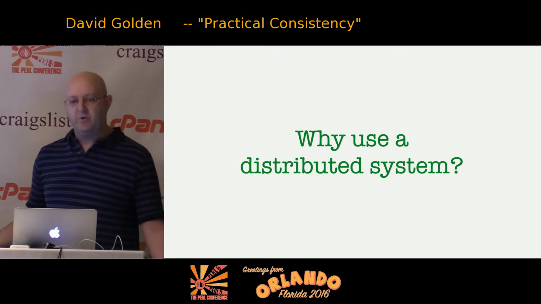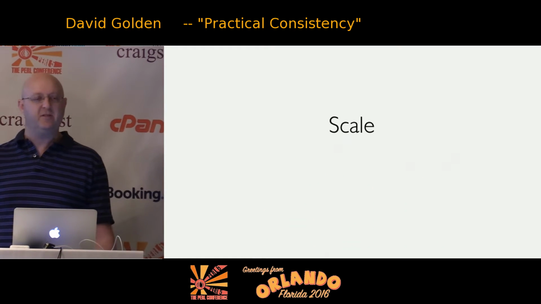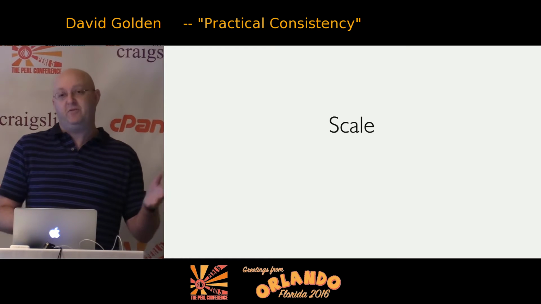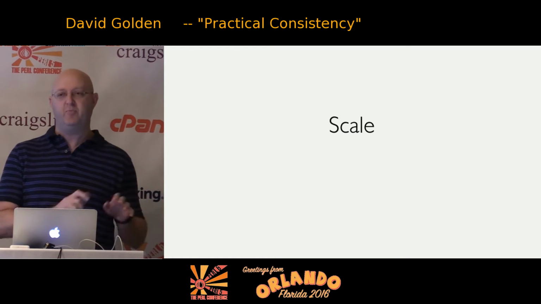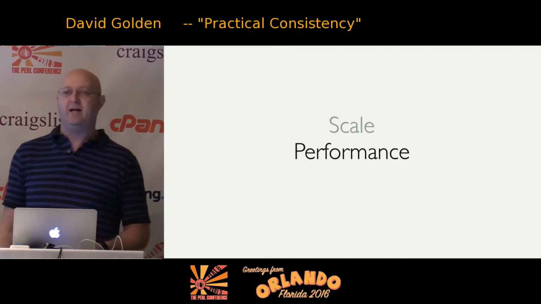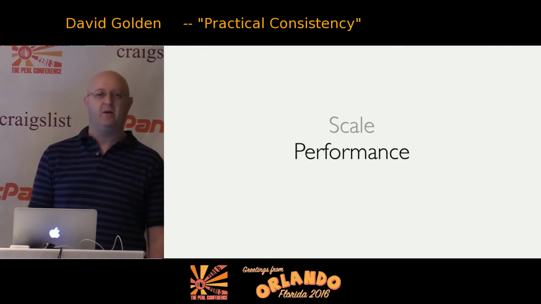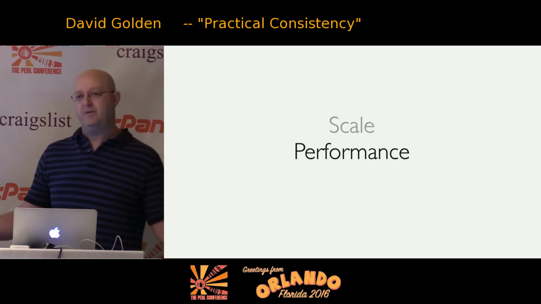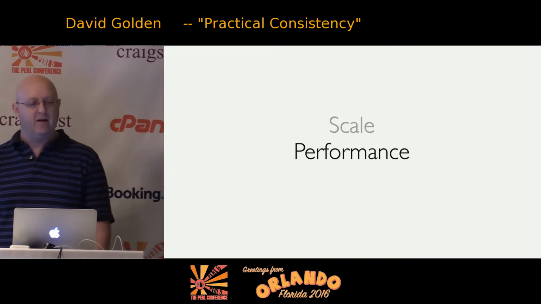So why do you use distributed systems? Well, the number one reason is scale. Sometimes you just can't fit everything onto one box, or it's too expensive to try to fit everything onto one box, and it's cheaper to spread things across a number of small boxes. Another reason is performance. Lots of things we do in this day and age with big data, we can do in parallel. If you can spread the work across multiple boxes, you can reduce the time you have to wait to get things done.